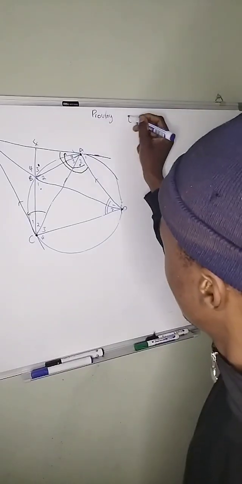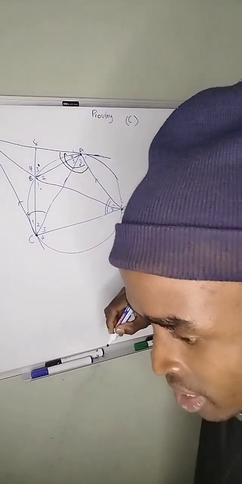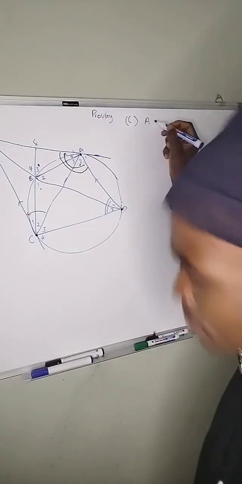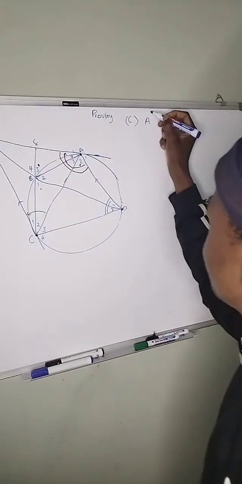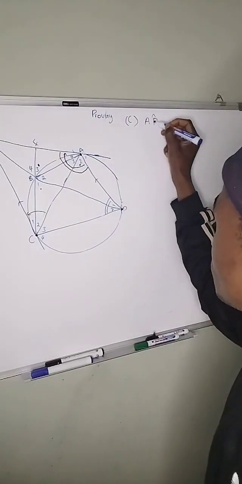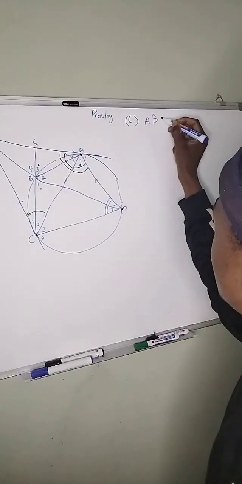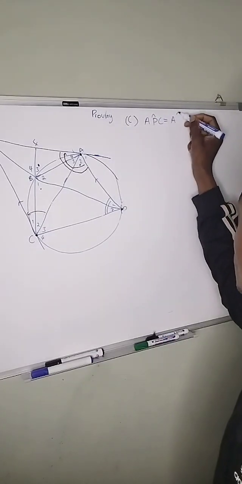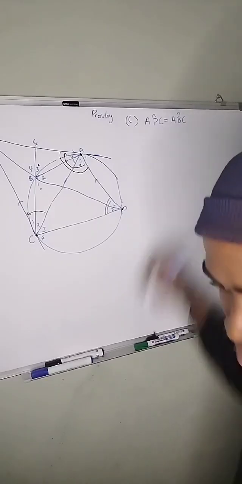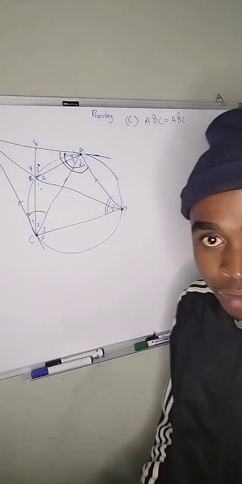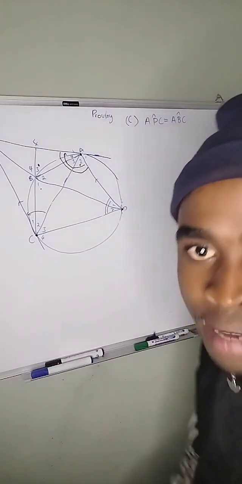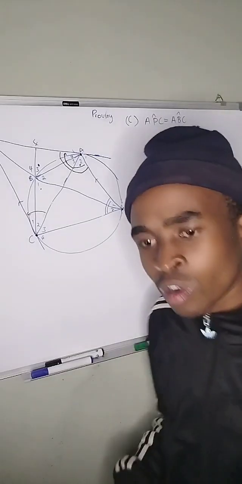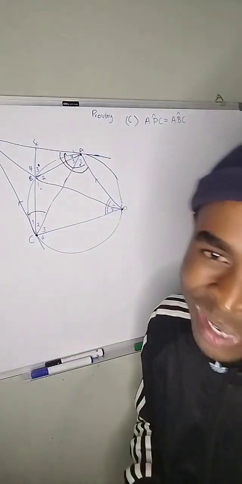So number C, we are proving that angle PC is going to be equal to angle BC. We have to prove, yes.